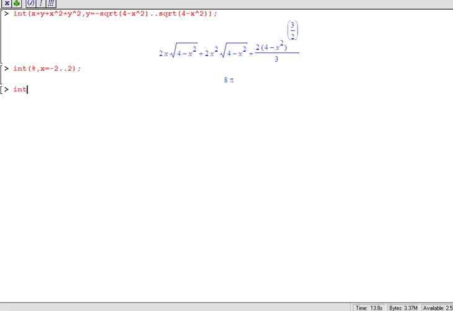Now let's do it using polar coordinates. I have r times cosine theta plus r times sine theta plus r squared times r. Okay, I forgot about that. You have to always have r dr d theta. So we're going to go from 0 to 2 first.